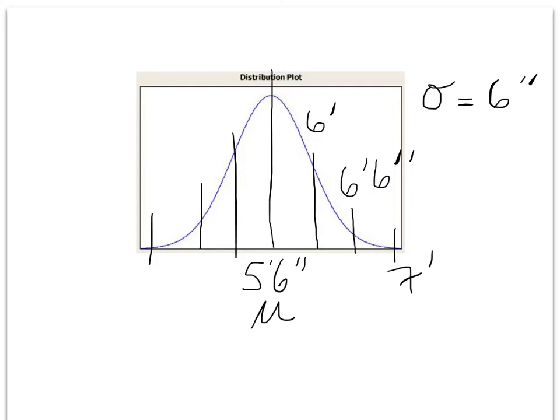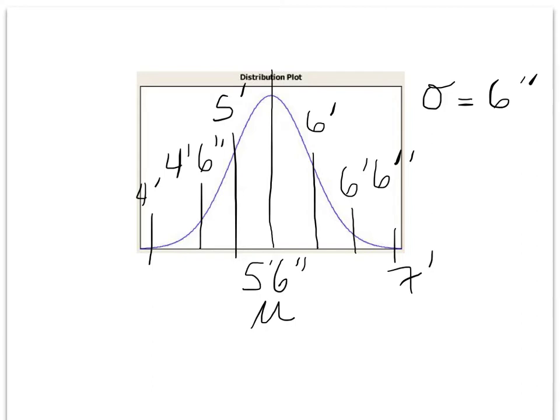It also works in reverse. So on the left-hand side, I'm now going to subtract the standard deviation from the mean. So 5'6" minus 6 inches is 5 feet. Another standard deviation away is going to be 4 feet 6 inches. And then the last one is going to be 4 feet tall.